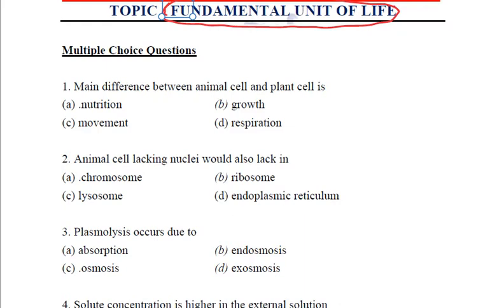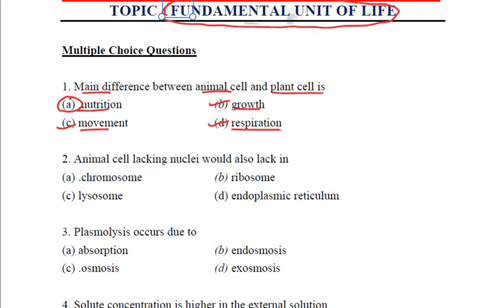The first question is the main difference between animal cell and plant cell is. Now, what is the main difference? Is it the nutrition or the growth or the movement or respiration? Both animal cell and plant cell are same when it comes to growth, or both of them respire and in the movement. The main difference is between the nutrition among the animal cell and the plant cell. So A is our correct answer.